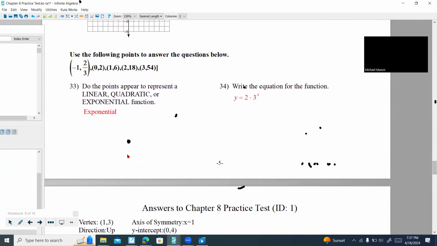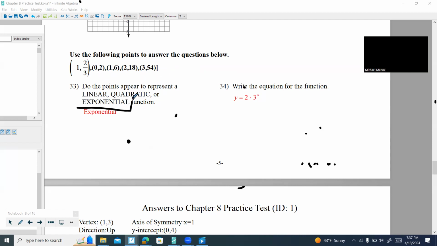And these are the last two. So do the points appear to represent a linear, quadratic, or exponential? So if these were linear, I would be adding the same numbers every time. So I would add 2, add 2, add 2, add 2, and that would be a linear one. Quadratic's a little more complicated. I would find what they're changing by every time, and then I'd look at the next set to see if that is the same pattern.